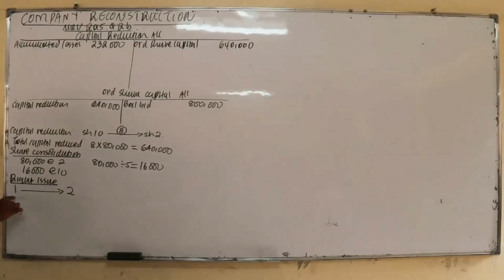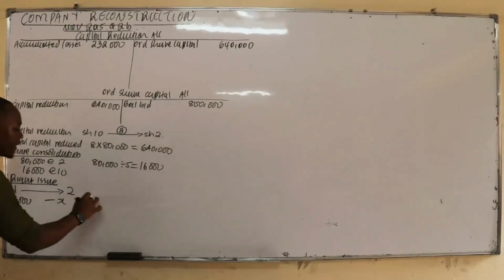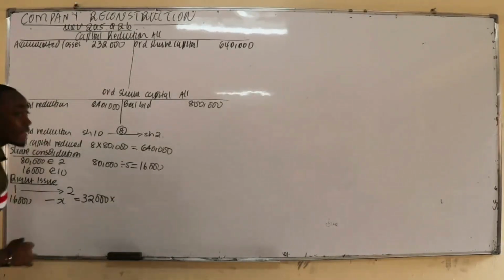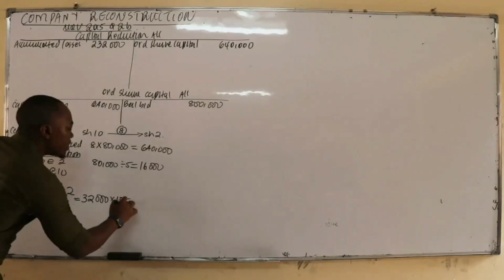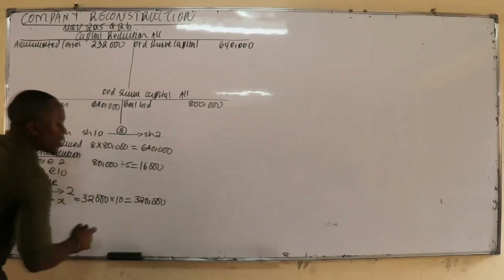Okay, how many shares do we have now? 16. If for everyone you get 2, what about 16? You cross multiply. 16 times 2 gets 32. That's 2 shares each at 10. So how much will we raise? 320 million. So how will we affect this?